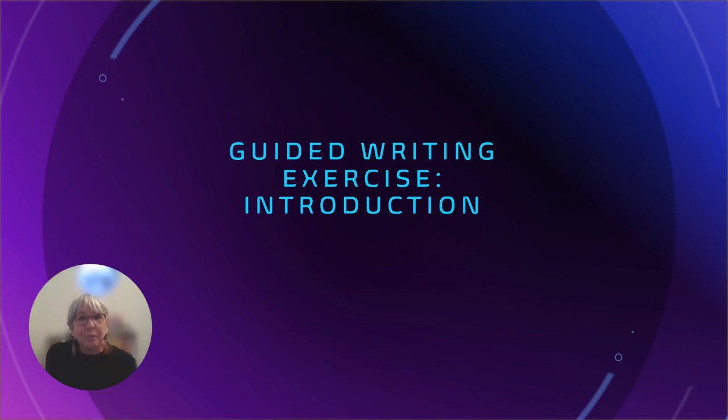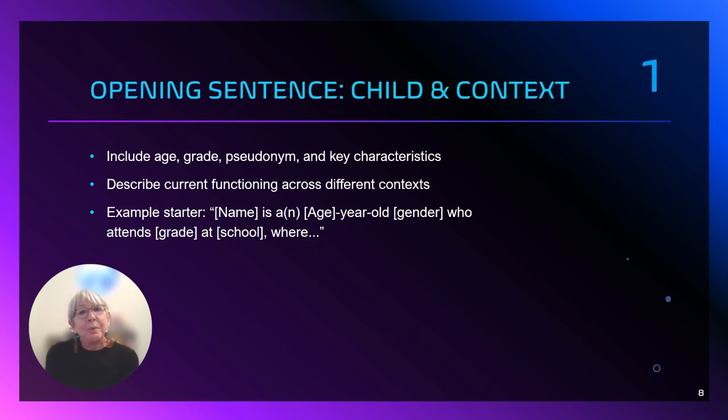This guided writing exercise will help you write your own strong introduction. For your opening sentence, you will give key details about your focus child and their context. Include their age, grade, pseudonym, and key characteristics. Describe their current functioning across different contexts. If your focus child is an 8-year-old girl whose pseudonym is Sarah, you might start like this.